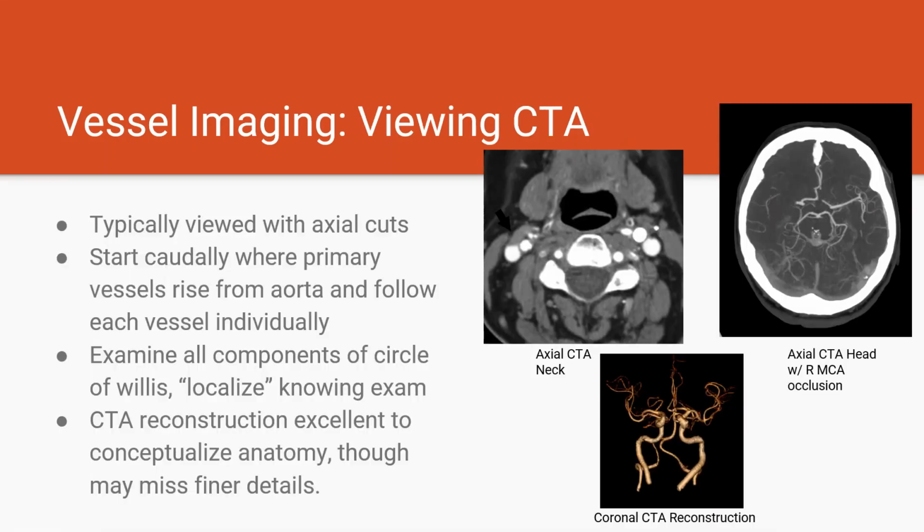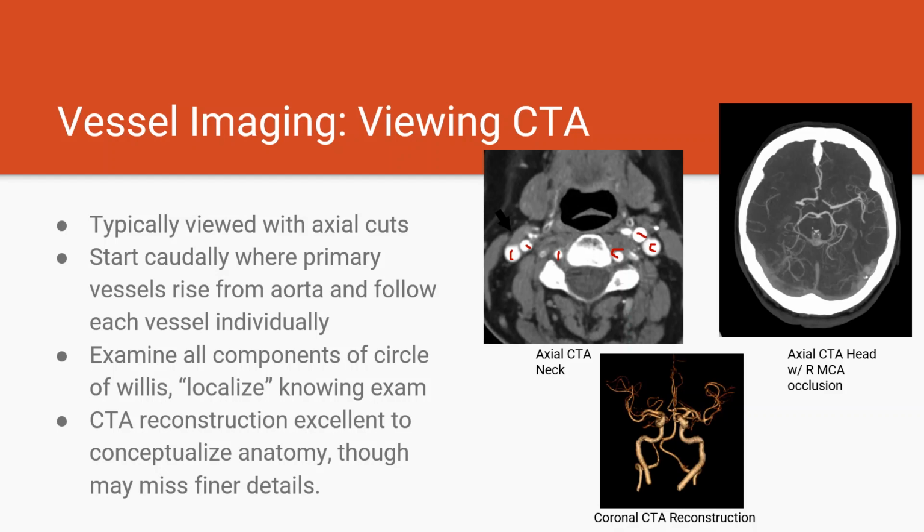Okay, so let's start with CTA here. When we're looking at CTA, we typically start by viewing the axial cuts. Generally, we'll start caudally in the neck, where the primary vessels are rising from the aorta. So here in the top left picture, you can see an axial CTA of the neck, and you can visualize the two vertebral arteries back here. You can see the two internal carotid arteries here, and then the external carotid arteries here. At this point, it's always a little odd that the internal carotid arteries are lateral to the externals, but eventually they'll become internal.